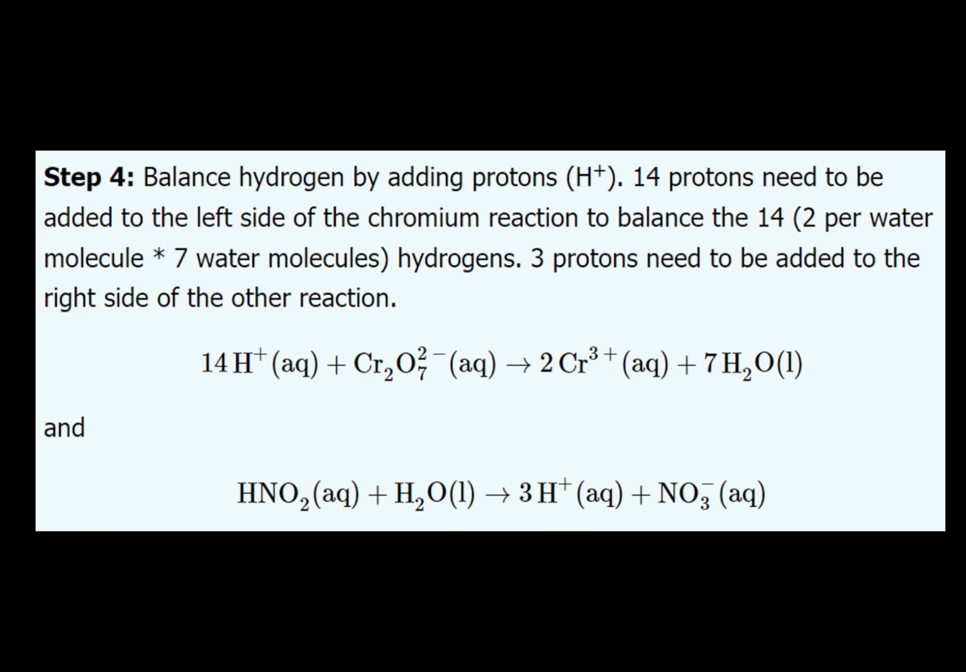Now let's look at this side of the solution. We have 7 water molecules, and we have 2 hydrogens per water molecule. Therefore, we have, sorry, 14 hydrogens over here. In order to balance that, we add 14 protons on this side to balance out the hydrogen. And for the other one, we have 1 hydrogen here and 2 hydrogens here, so we need 3 here to balance out everything. So we add our hydrogen ions, beautifully balanced.